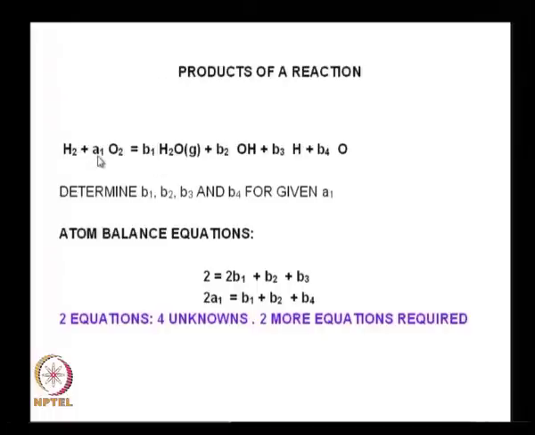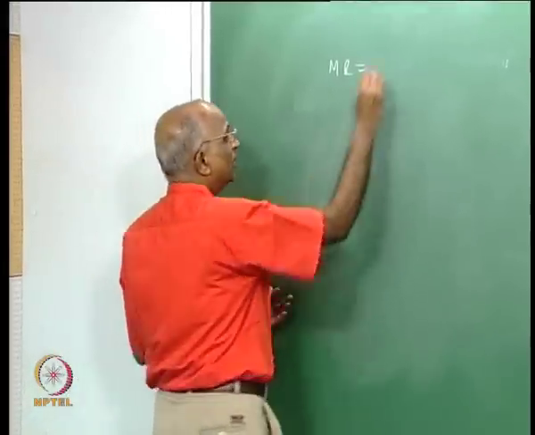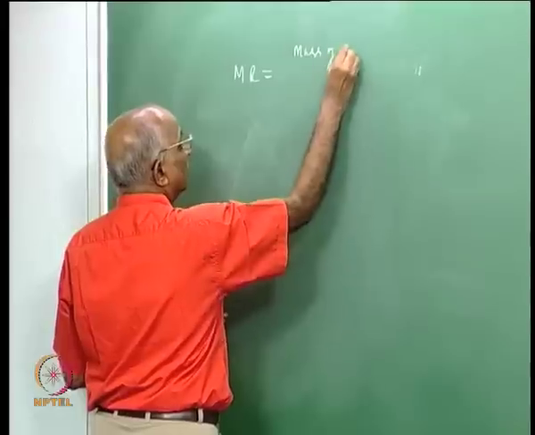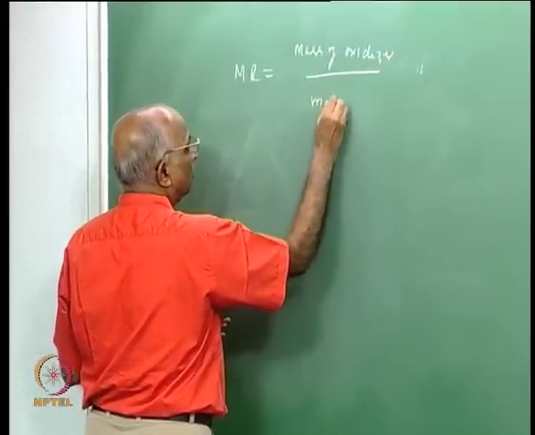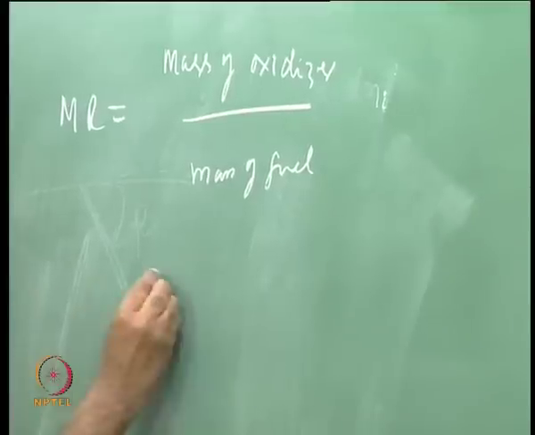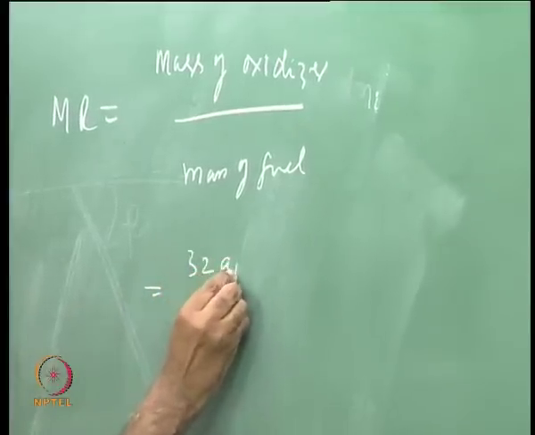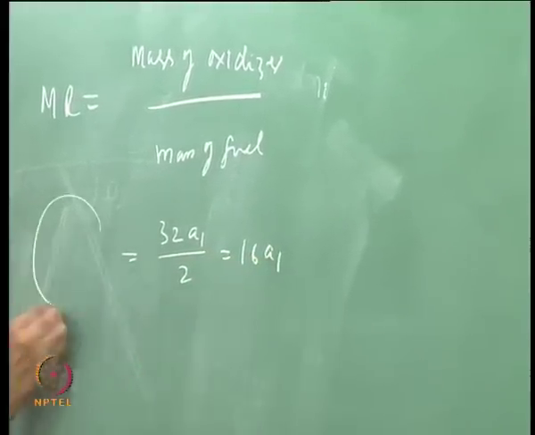How do I get the value of A1? We told ourselves in rockets we define a term known as mixture ratio, and what was mixture ratio? Yes, mass of oxidizer to mass of fuel. If we take this particular one wherein I have A1 moles of oxygen, I have 32 A1, that is the mass of oxygen, hydrogen is 2, which is equal to 16 A1, and mixture ratio is specified.